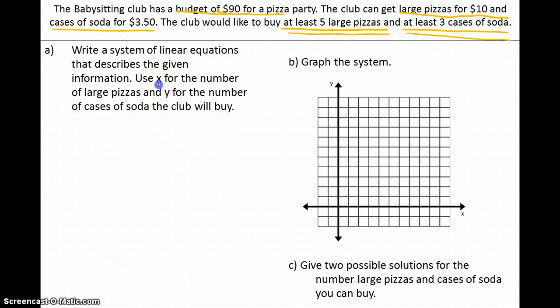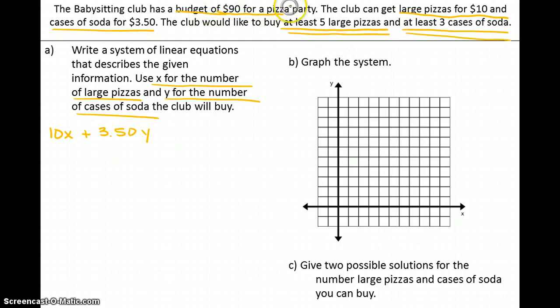Use x for the number of large pizzas and y for the number of cases of soda that the club will buy. We've dealt with budget problems before in Chapter 2. If we know that the pizzas cost $10 and we're using x for the number of large pizzas, we can express that as 10 times x. Plus, we're also going to be spending $3.50 per case of soda.